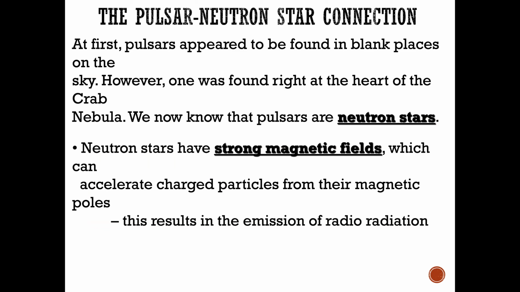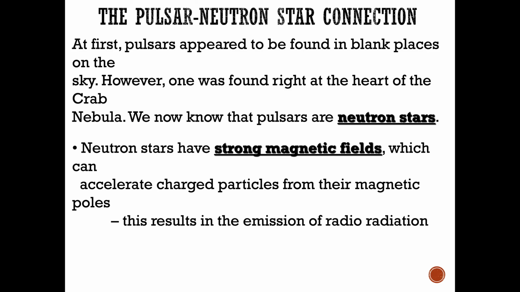And now let's see how these pulsars are connected to neutron stars, right? Now, in the first place, pulsars appeared to be found in blank places of the sky. So that is what people thought. Pulsars appear in very blank places on the sky, and there may be nothing there, just the pulsar only, right?